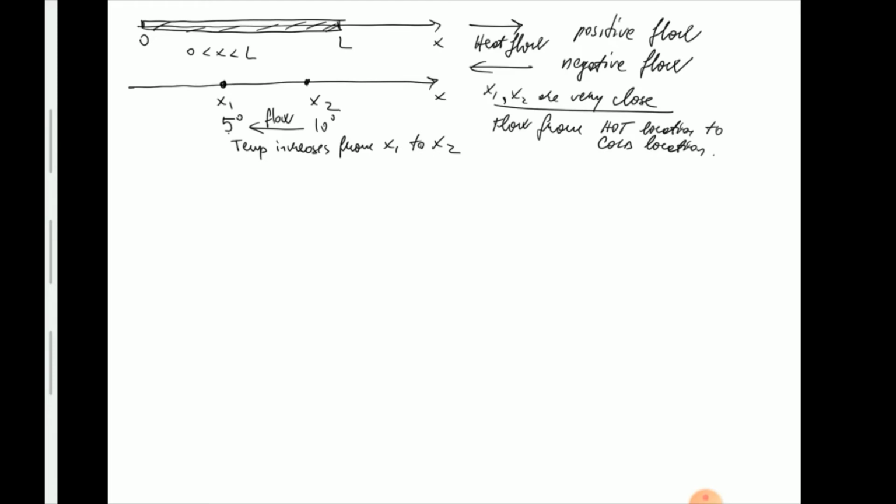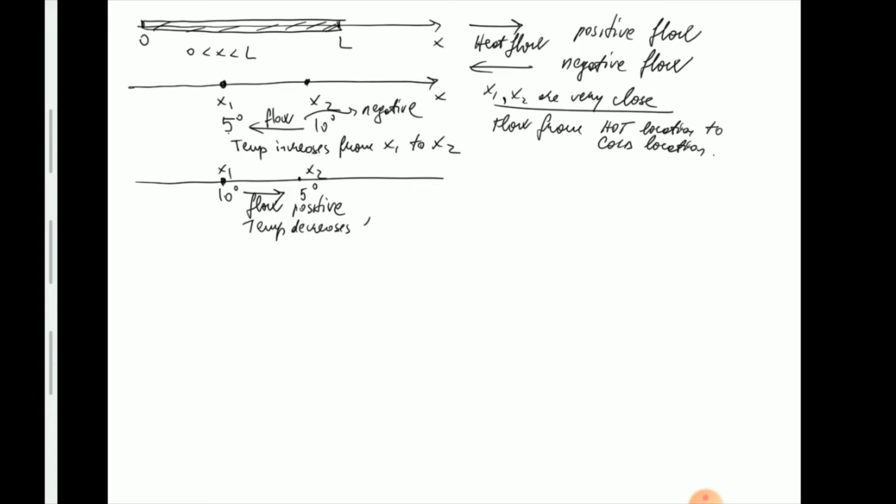And of course, consequently, if you had, for example, at location x1 10 degrees and at location x2 5 degrees, then in this case the flow will be from left to right. The temperature will be decreasing, so the flow will be positive. In the previous case the flow was negative by convention. Here the flow will be positive, and the temperature decreases from x1 to x2.